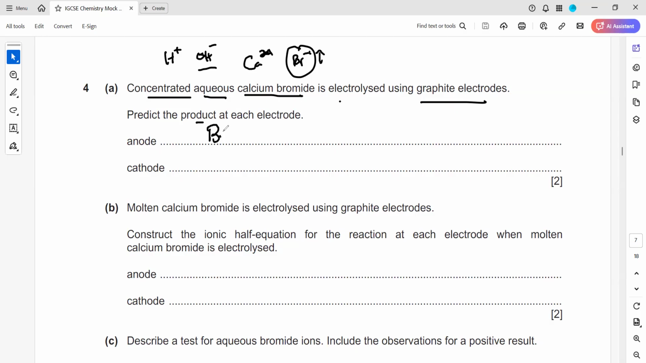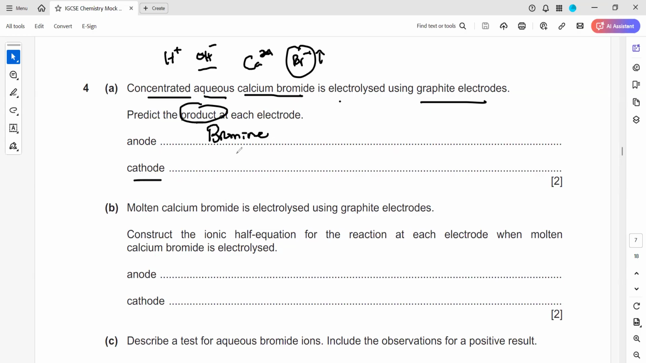So at the anode, what will we have? We will have bromine, because they ask for the product. So the product is bromine. Bromide is an ion and bromine is a molecule, an element. Bromide is an ion, but they ask for a product. The bromide ion will move there and form bromine. So the final product is bromine.